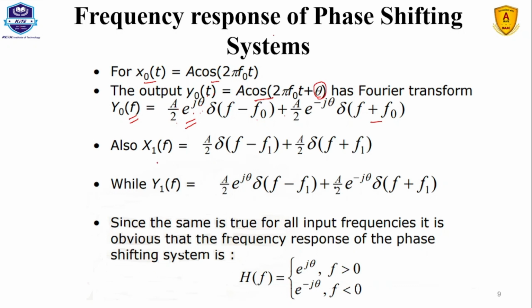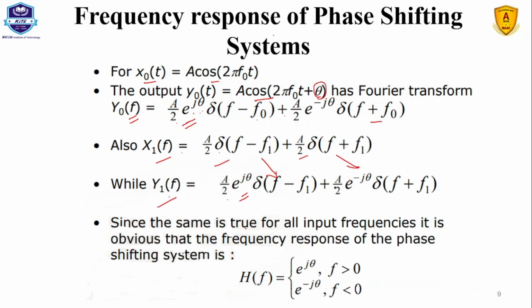So what is the x1 of f? This x1 of f can also be represented in the same format: A by 2 delta of f minus f1 plus A by 2 delta of f plus f1. So what is y1 of f then? It will be in exponential format, e power j theta into the delta of this component, and the next frequency component with respect to plus and minus.